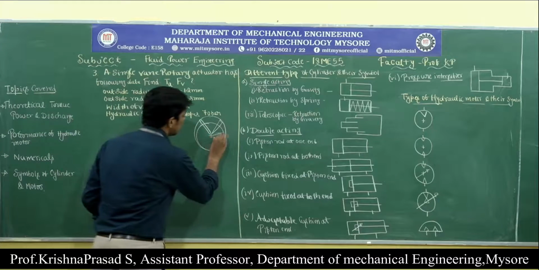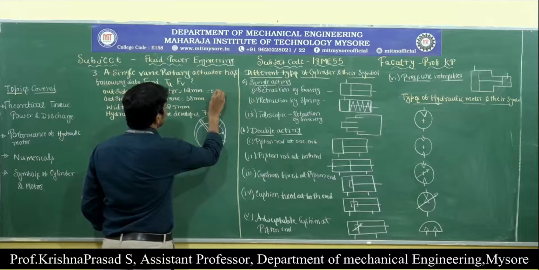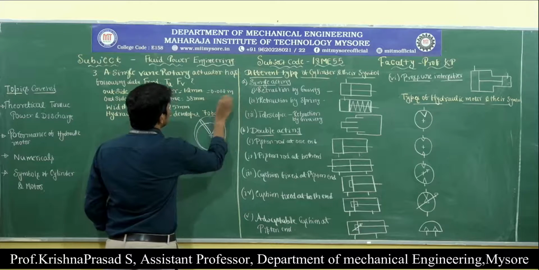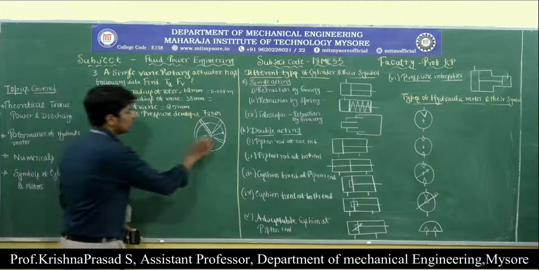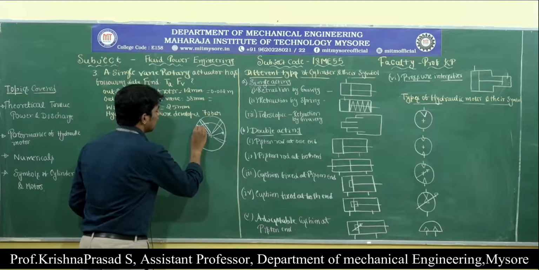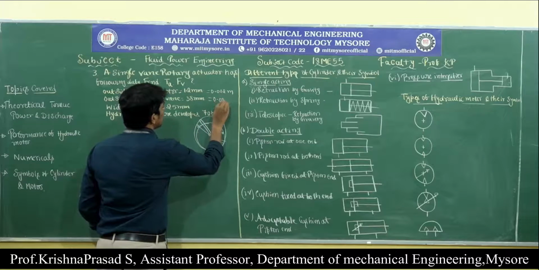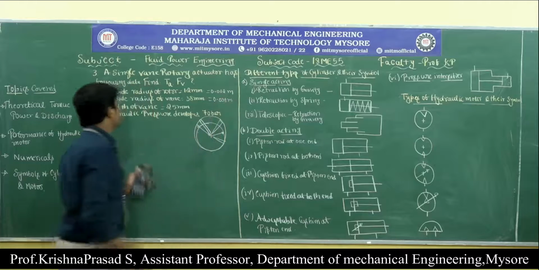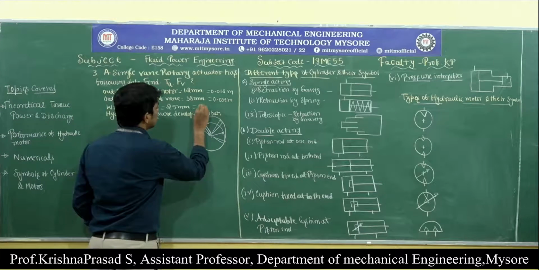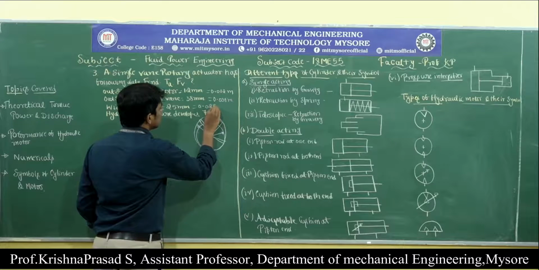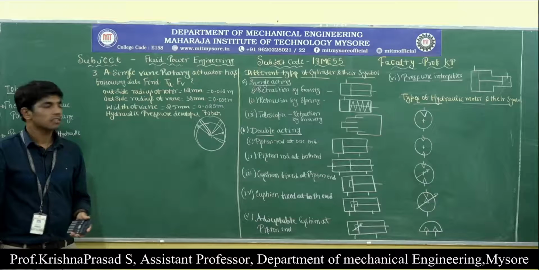Okay. So the vanes are going to reciprocate, and they have given the various data. The outside radius of the rotor will be equal to 0.012 meter, and similarly the outside radius of the vane they have given, that will be equal to 38 millimeter, that is 0.038 meters. Then the width of the vane is 25 millimeter, that will be equal to 0.025 meters, and the hydraulic pressure is 70 bar.